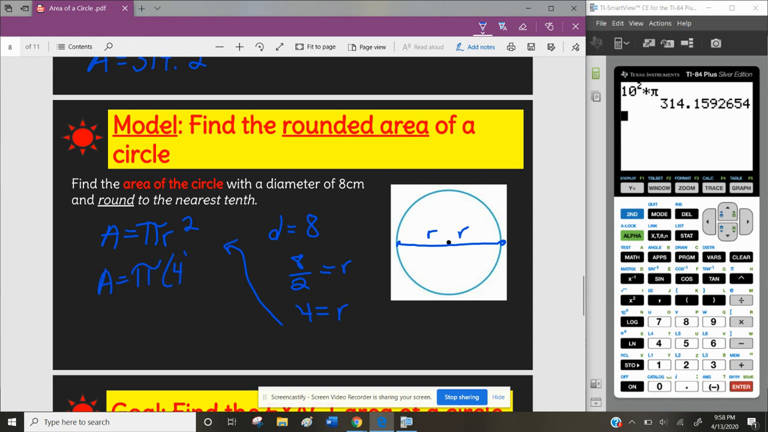Pi times 4 squared, so we're going to go over to our calculator. 4 squared times pi. I did the tenths place again. It could change depending on what problem you're working on. So 50.2 is in our tenths place. I look next to it. That number is 5 or larger. So that 2 is going to become a 3, and centimeters squared.